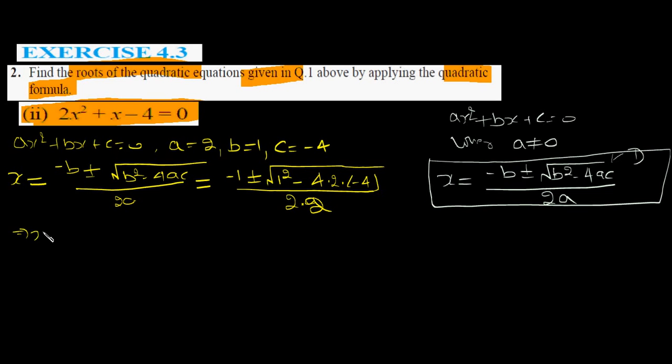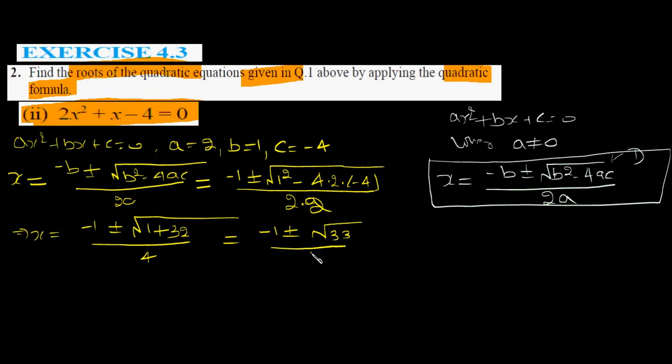Which implies x is equal to minus 1 plus minus square root of 1, minus into minus will be plus, 4 into 2 is 8 and 8 into 4 is 32, divided by 2 into 2 is 4. This is equal to minus 1 plus minus square root of 33 upon 4. So from here we will have two values of x. One will be by using the plus sign, another by using the minus sign.